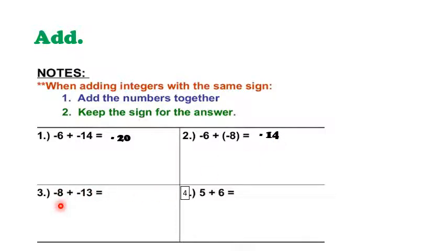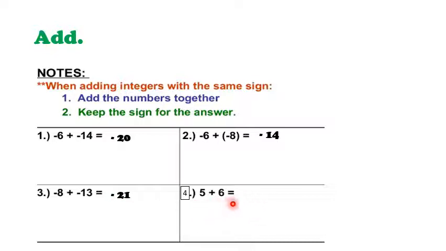Example number 3, I have negative 8 plus negative 13. I have two integers. Both have a negative sign, so I will add 8 plus 13, find the sum, and keep the sign. The sign here is negative. So I will add 8 plus 13, the answer will be 21, and keep the same sign. That means I will write negative, so the answer will be negative 21.